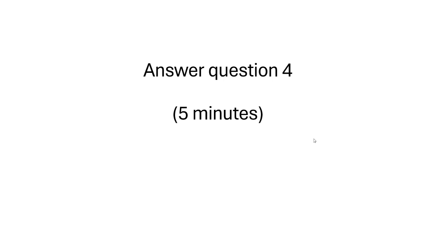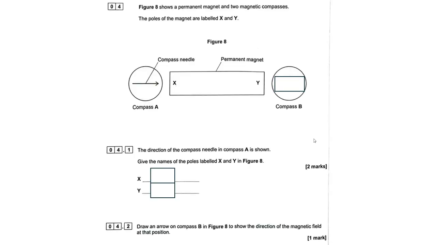All right, welcome back. Please get your green pen and go through question 4 together. So, figure 8 shows a permanent magnet and two magnetic compasses. The poles of the magnet are labeled X and Y, and we can see that the magnet is attracted to pole X in that direction. So remember, the magnetic field goes from north to south. So here the compass needle is pointing toward the south, so X is south. Therefore, Y has to be north. And to show that the magnetic field is going away from the North Pole, the arrow is going to go from left to right, as drawn here. Make sure you have all this correct answer in green on your test.